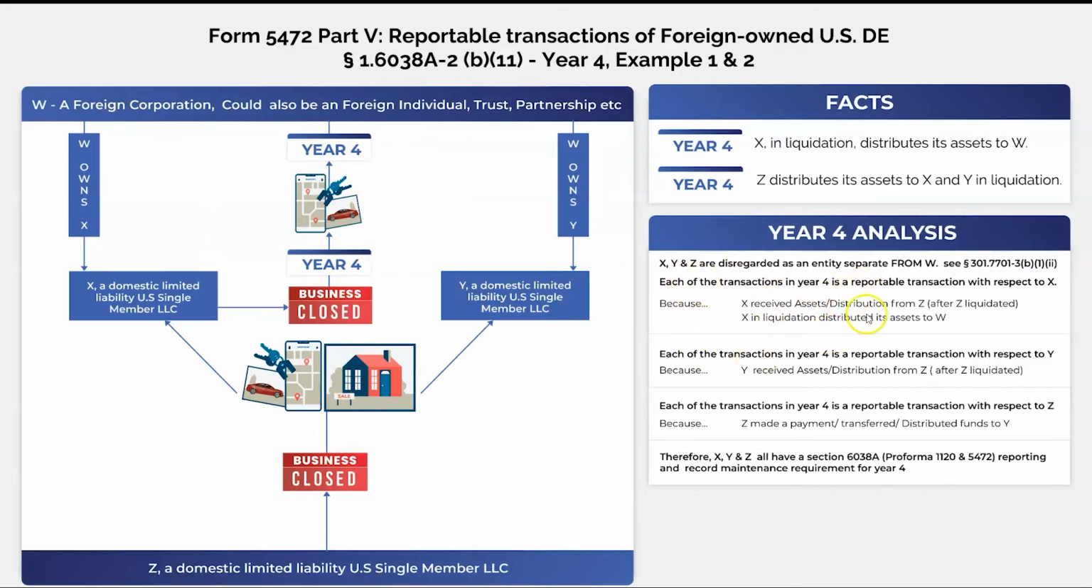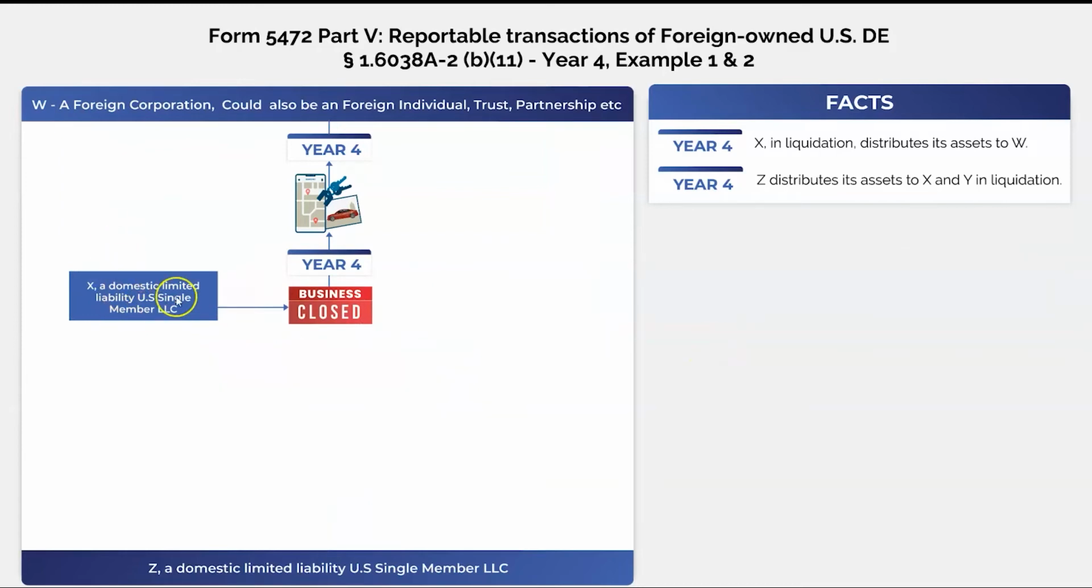Now let's go through the analysis. It says that each of the transactions in year 4 is a reportable transaction with respect to X. When we say with respect to X, we mean that X is the company that files this information return and not W. So let's roll back and see.